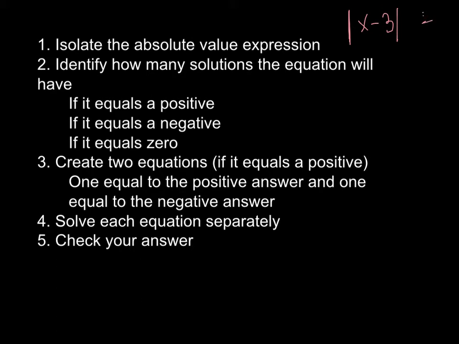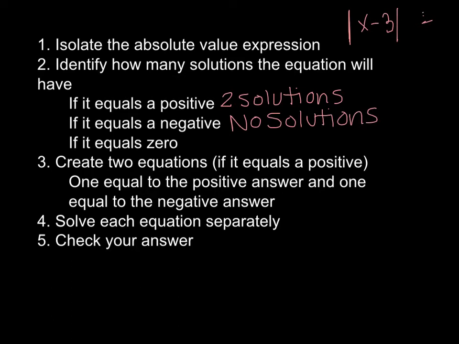Identify how many solutions the equation will have. If your absolute value expression all by itself equals a positive, you're going to have 2 solutions. If it equals a negative, you're going to have no solutions, and that would be your answer then. And if it equals 0, you will only have 1 solution. Please write that in your notes.